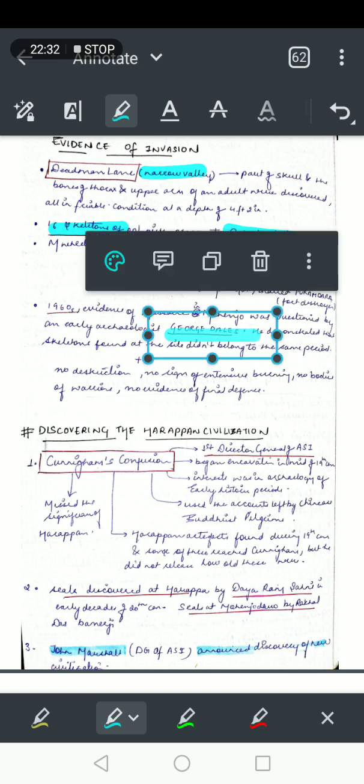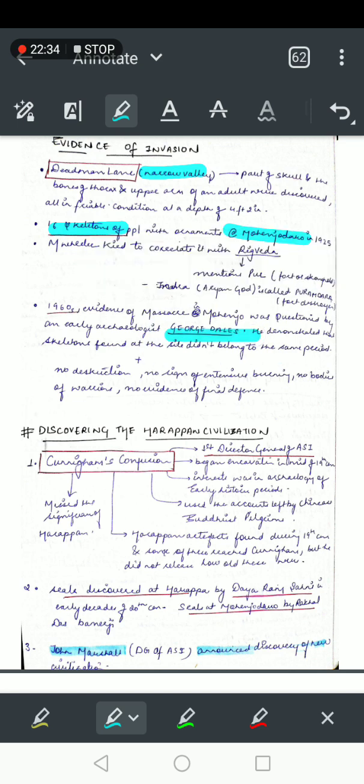In the 1960s, the evidence of massacre in Mohenjo-daro was questioned by an archaeologist, George Dales. He demonstrated that the skeletons found at these sites did not actually belong to the same period, and also said that there was no destruction, no signs of extensive burning, no bodies of warriors, etc.